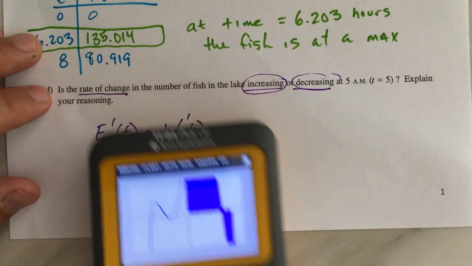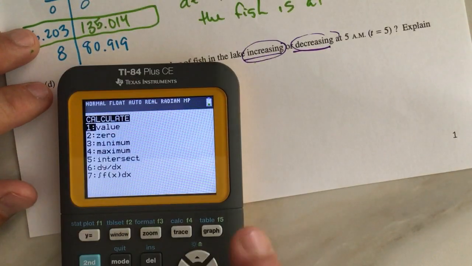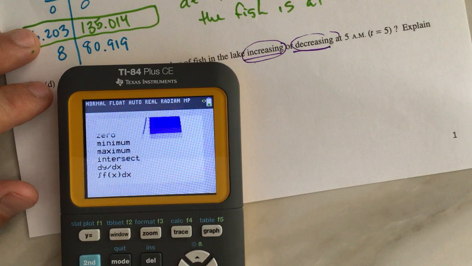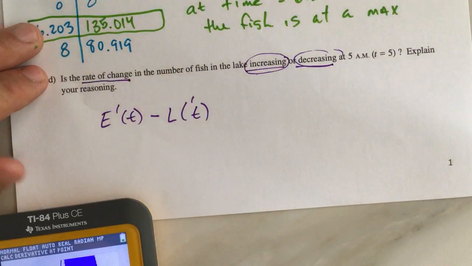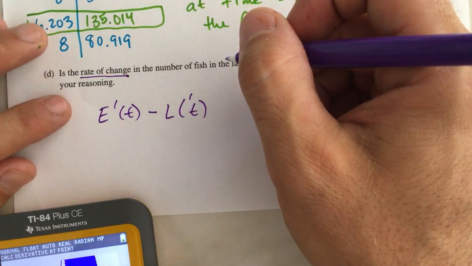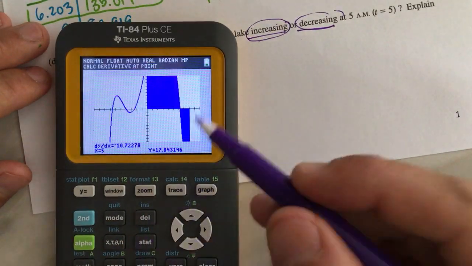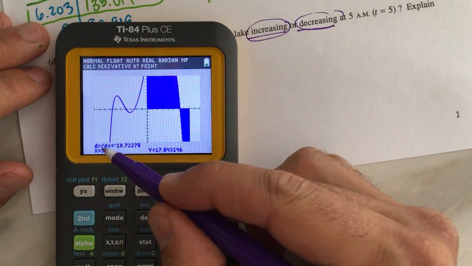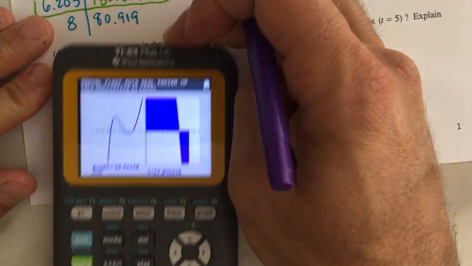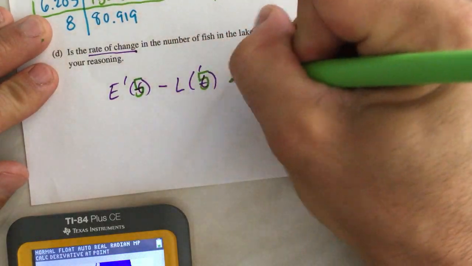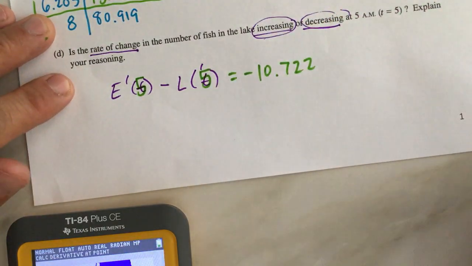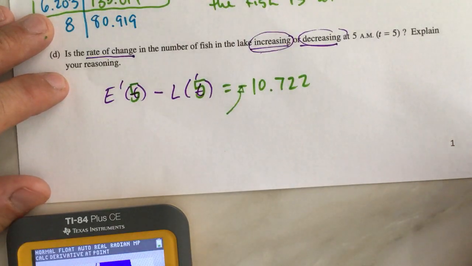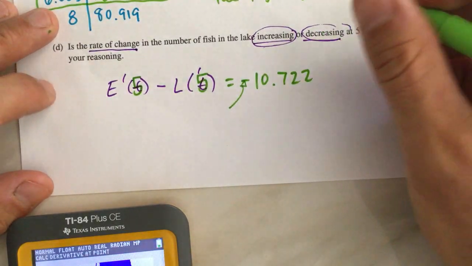And now, with my graph, I just want to take the derivative. So second calc, and I'm going to scroll down to derivative at 5. Derivative at 5 is, and on this calculator, I see the 17 pop up real quick, but this is the actual derivative. It's going to be negative 10 at 5. Let me, in a different color, put a 5 in there. That's the moment we're looking at. And we got negative 10.722. And the 10.722 doesn't really matter. It's the fact that it's negative means that this thing is concave down, means that it is decreasing.